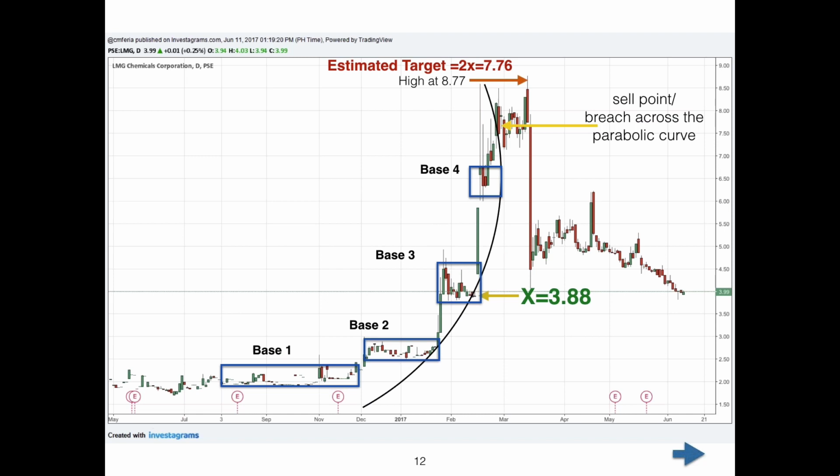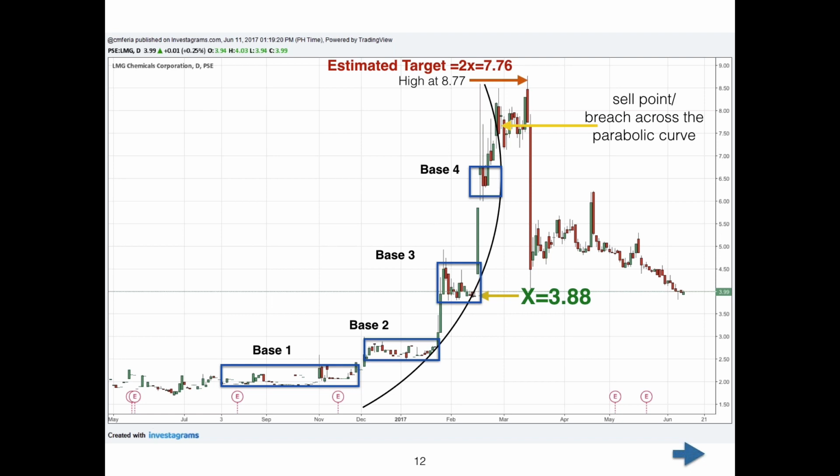Now, LMG chemicals also created 4 basing out patterns. Base 1 range was between 169 and 250. Then price surged and created a new box at base 2. This range is between 3 pesos and 250. Another price surge occurred towards 493 and based out again. The pivot point, or X, is at 388. From this X, price rallied towards the high at 860. Then it created the base 4.